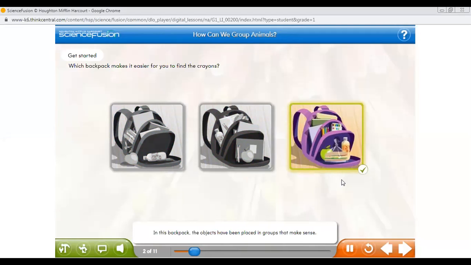In this backpack, the objects have been placed in groups that make sense. This makes them easier to find. So why do you make a group? Because it is easy to find. Like, look, you put the books, you put the colors, and then your lunch. So it is grouped one after the other. So it is easier to find.